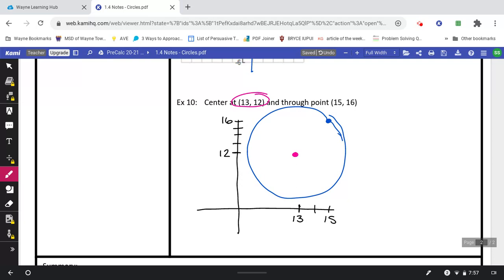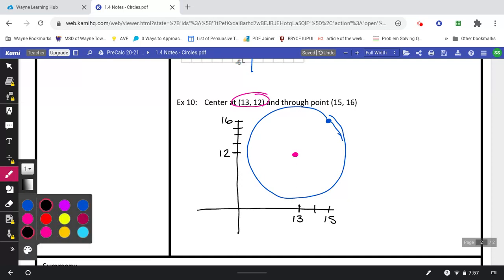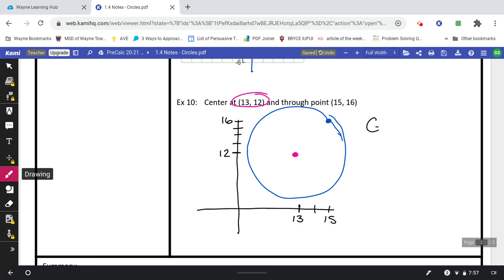In order to write the equation, I need my center. I already know my center. It's that pink dot right there, 13, 12. All I have to find now is the radius. The radius for this problem is a diagonal, so I'm not going to be able to just count it. I'm going to have to use Pythagorean theorem. So I'm going to create a little tiny triangle. And based on my grid at the top and at the bottom and on the side, I'm going to be able to tell how far that is.